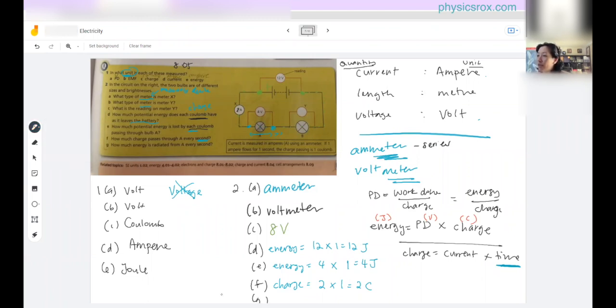So then how much energy is radiated every second, right? You take this formula back. Energy is PD times charge. Why? Because every second is 2 coulomb. So now you know all the charge is actually 2. Then the potential difference is 4. That's how you get 8 joules.